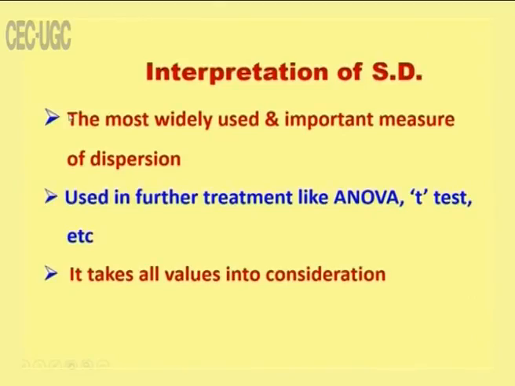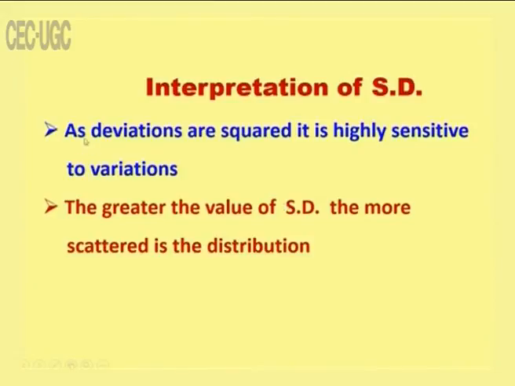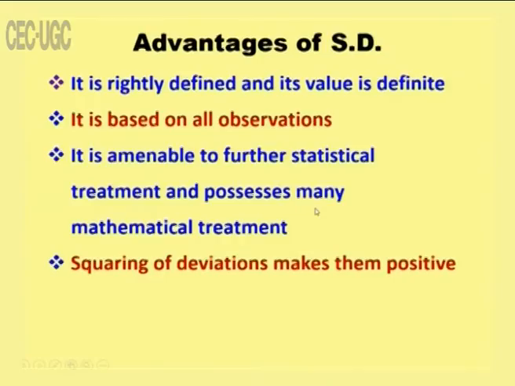And now, how to interpret the standard deviation? It is the most widely used and important measure of dispersion, and it is used in further treatments like ANOVA, t-test etc., and it takes all values into consideration. As deviations are squared, it is highly sensitive to variation, because the square of the deviation, and therefore the variation, is squared. The greater the value of standard deviation, the more scattered is the distribution. These are all some interpretations.